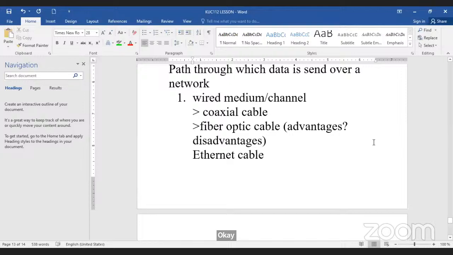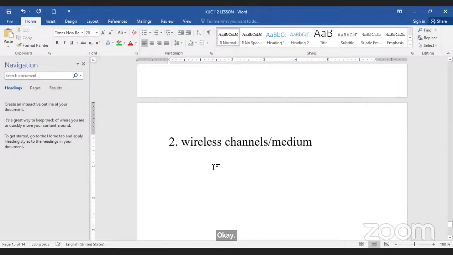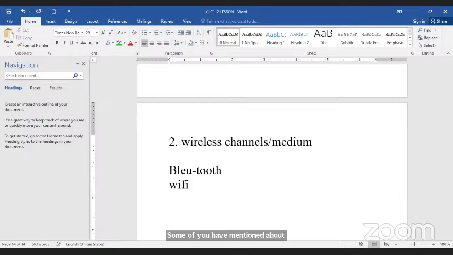Fiber. Then we can go to wireless. Most of you have started with maybe Bluetooth. Some of you have mentioned Wi-Fi. So Wi-Fi, what does Wi-Fi mean? Because Wi-Fi is an acronym. What does Wi-Fi mean?